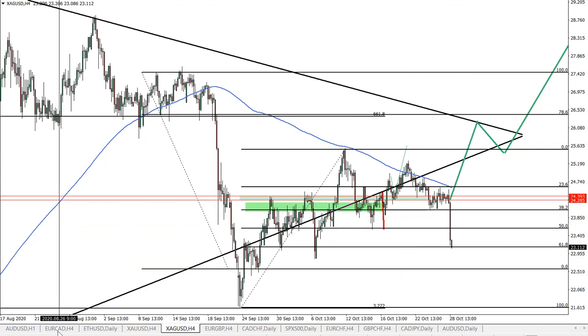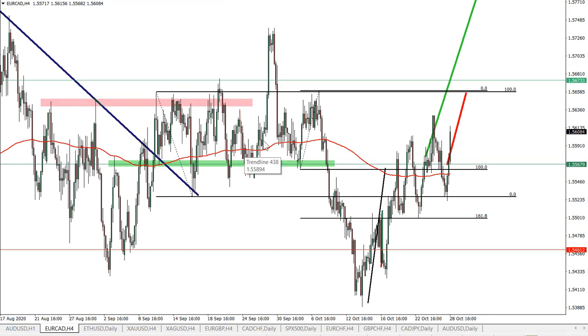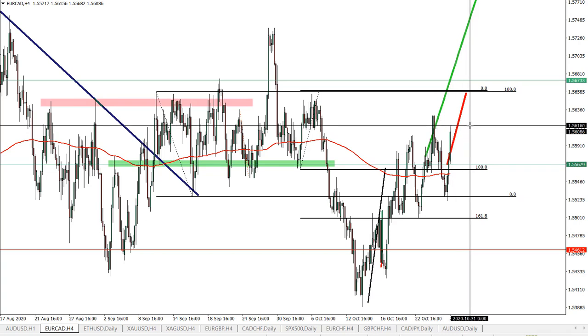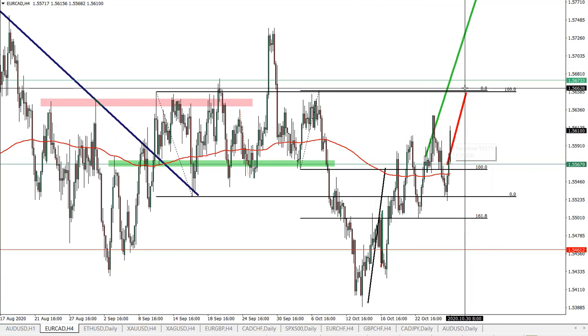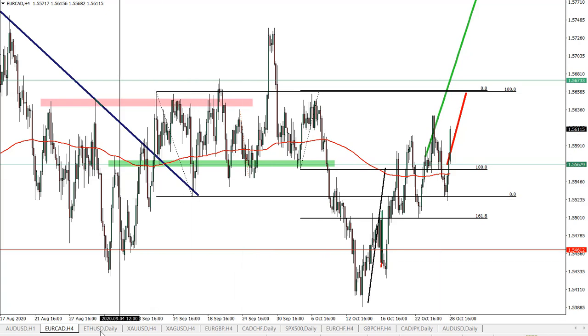Now let's move to the other analysis, starting with the euro Canadian dollar. So we had this move to the upside. I think the Canadian dollar is driving because it's weak due to oil prices struggling, and I think they will continue to struggle in the long run. So here, valid analysis, still waiting.